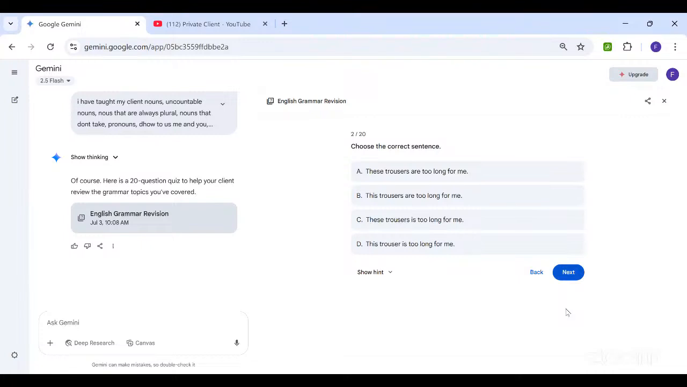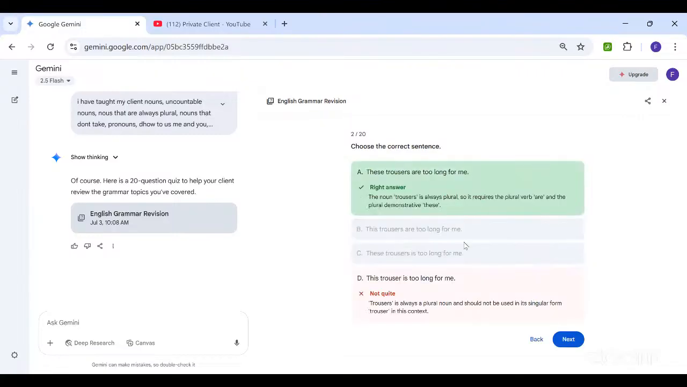Now the next one says, choose the correct sentence. These trousers are too long for me. These trousers are too long for me. These trousers is too long for me. This trouser is too long for me. D, very well. So the pointers here will be THIS and IS. Now look at this. THIS shows one, right? So it's then not correct.